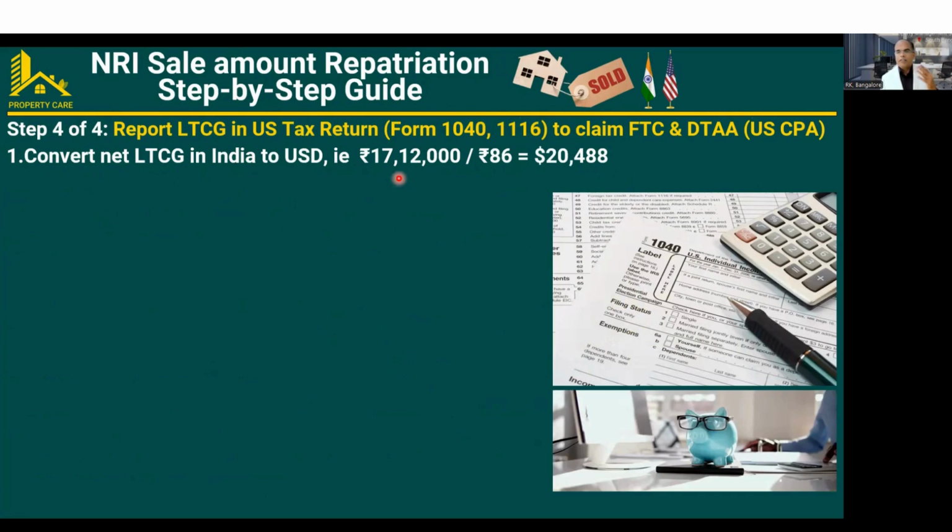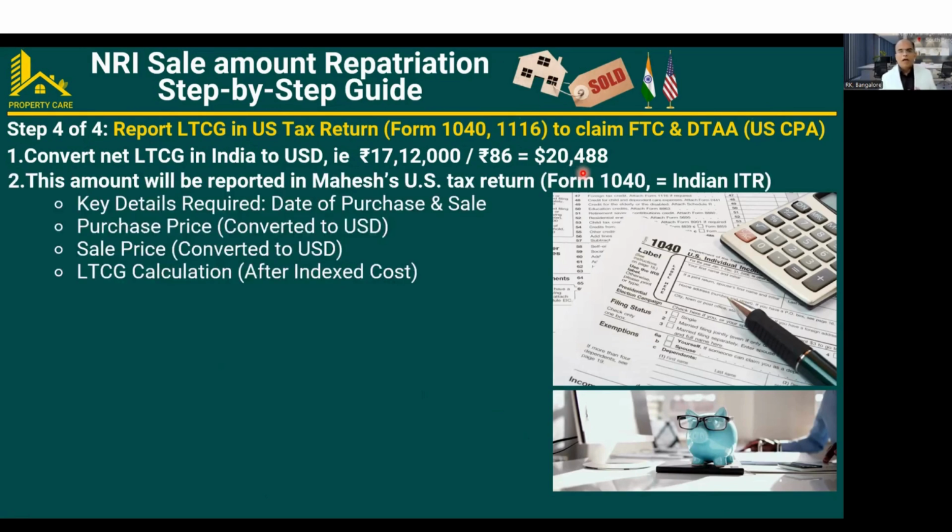According to the first video, the long-term capital gain he got in India is 17 lakhs 12,000. That is equivalent to $20,488 as per the US. So this amount will be reported in Mahesh's US return, under this code number. In this form, he has to report that $20,488 as the long-term capital gain he got in India. So that has to be reported in this form. I think Schedule D is where he has to report this.